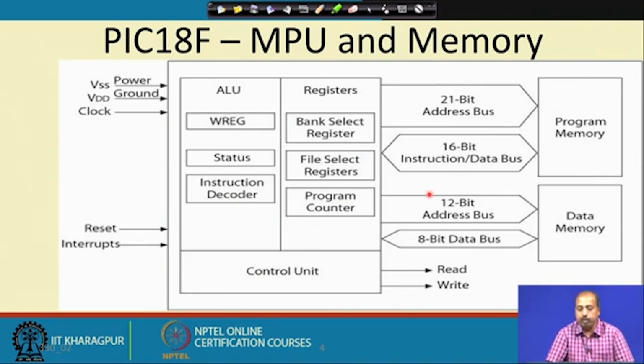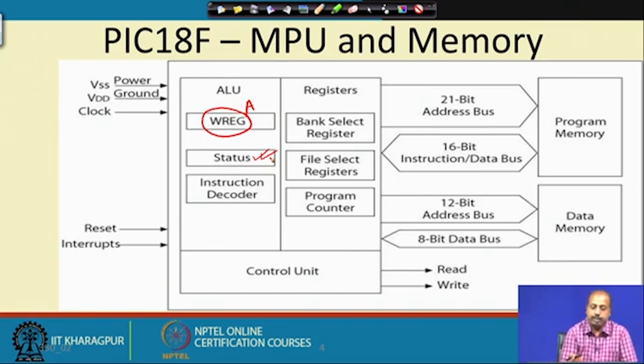Then we have the program counter. On the ALU side, we have one W register, or working register. This is nothing but the accumulator. All the operations will be with respect to this W register. Then there is one status register, similar to the status register of other processors, and one instruction decoder.